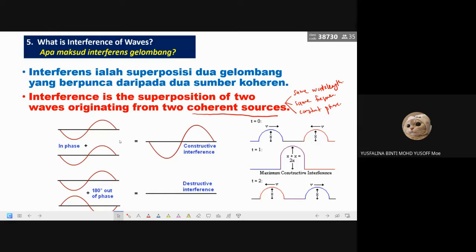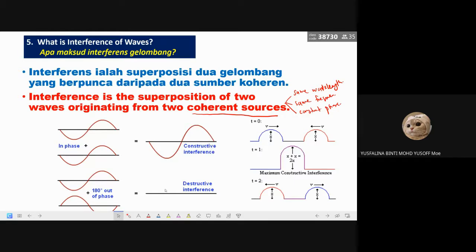And you can see this one is the constructive interference. So this is an example. So that will produce double amplitude, and this is called constructive interference. If crest meets crest, that will produce constructive interference, and the amplitude is double.